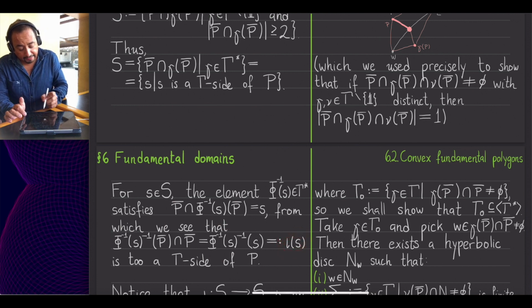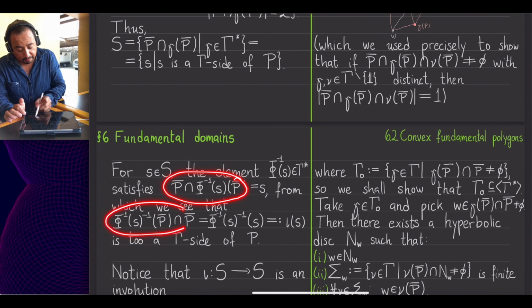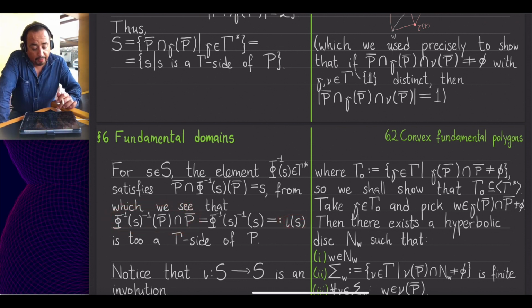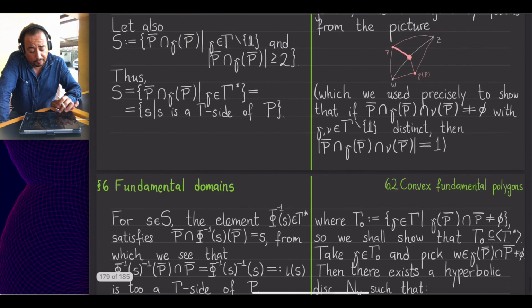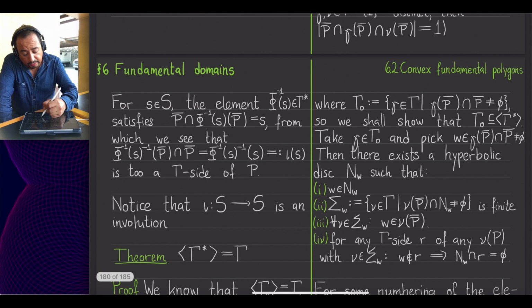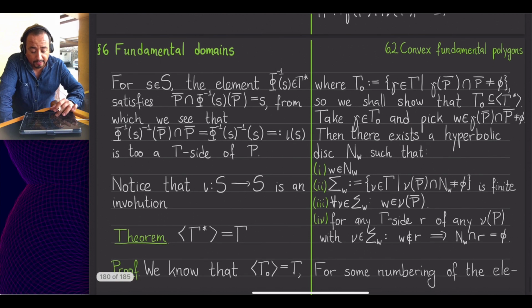But the point is that this is again a side of P, because this becomes this when I apply this element. But the fact that it's equal to this tells me that it has more than one element, so this is indeed a side. So iota of S is a side. So what I have is a function from S to S that to each element associates iota of it. It is an involution. This I leave as an exercise. It's quite easy to show that it is an involution.